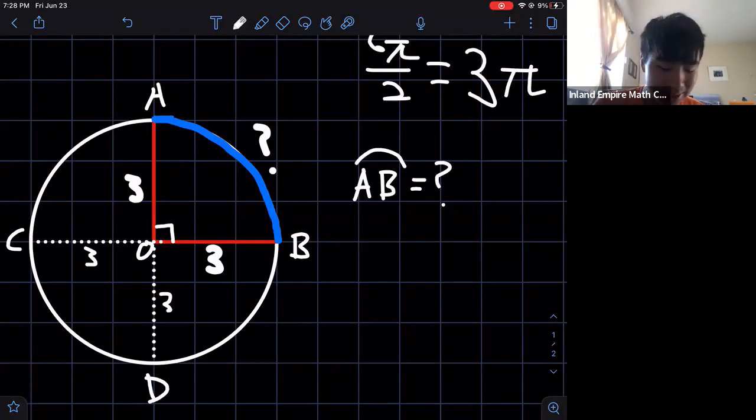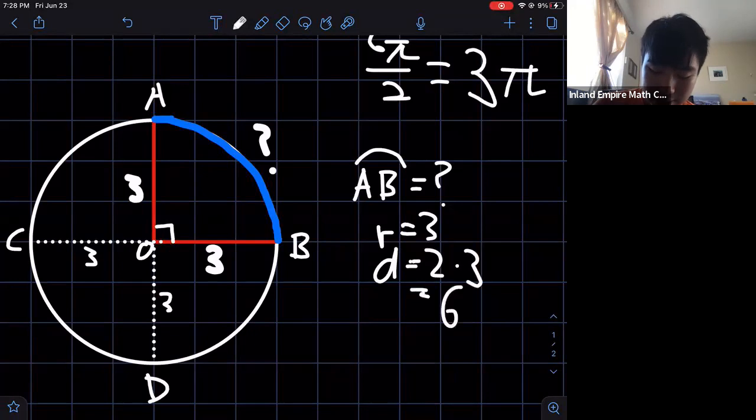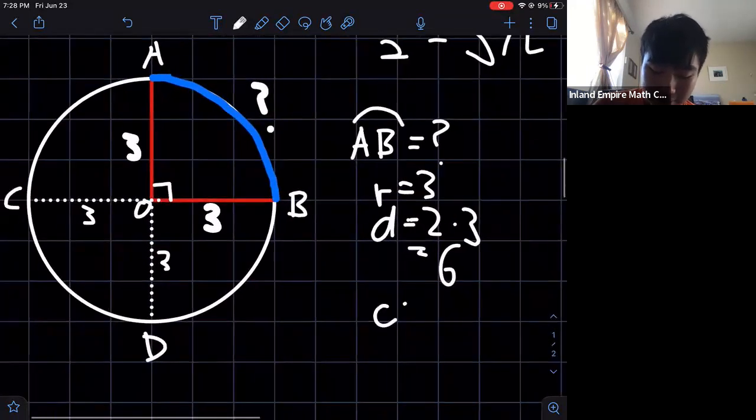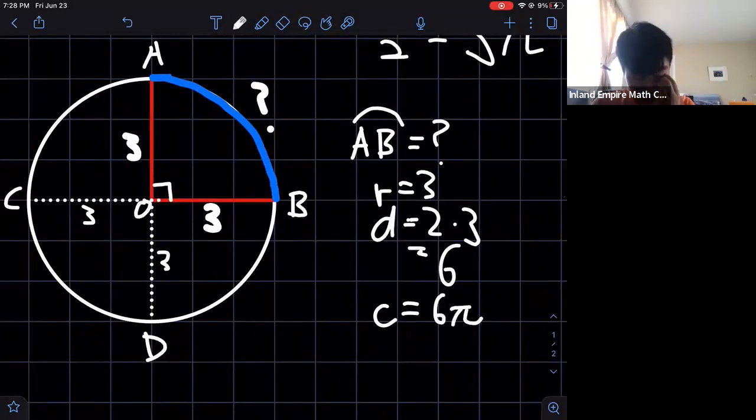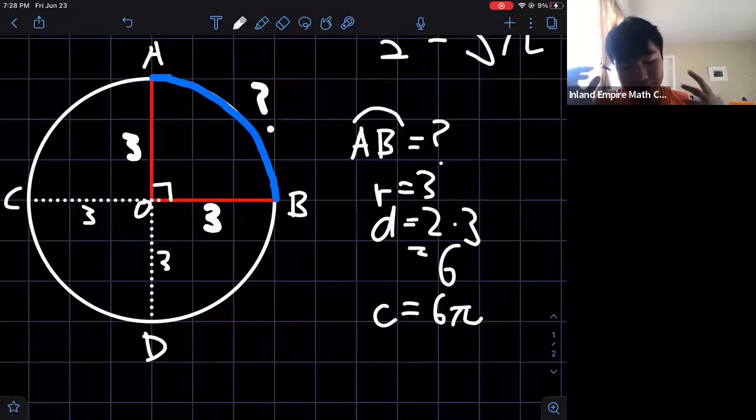If we remember, this is the same circle as the one that we've been using before. So the radius is 3, meaning that the diameter is 2 times 3, which equals 6, which means that the circumference will equal 6 pi, right? Because remember that the circumference equals pi times the diameter.